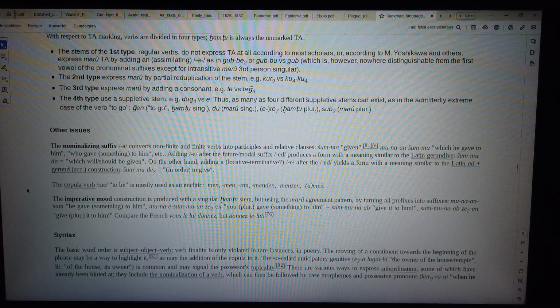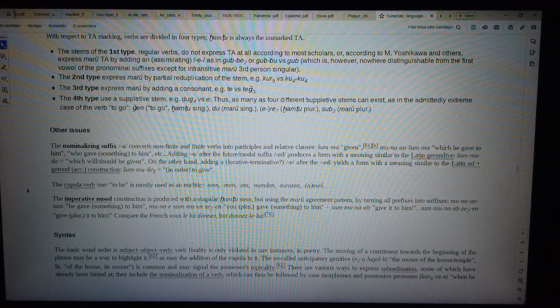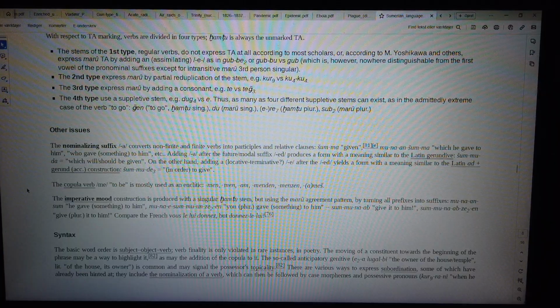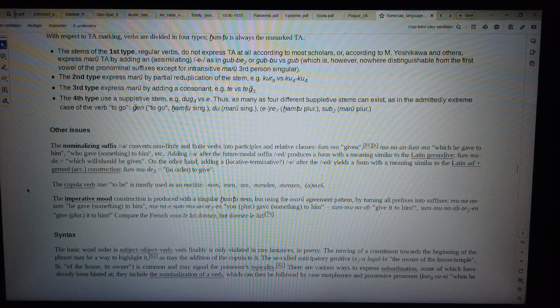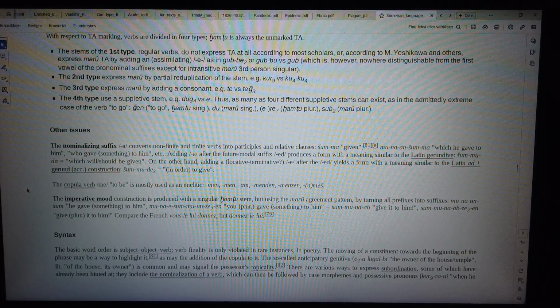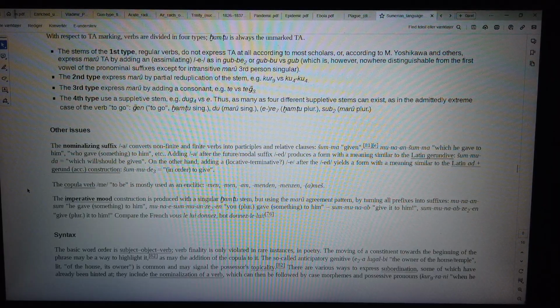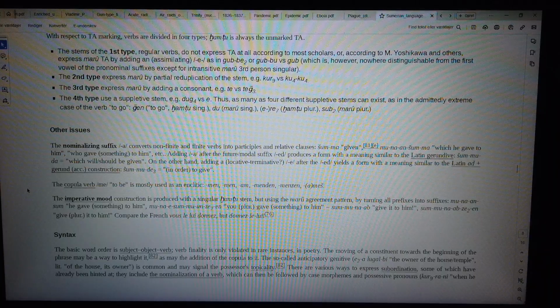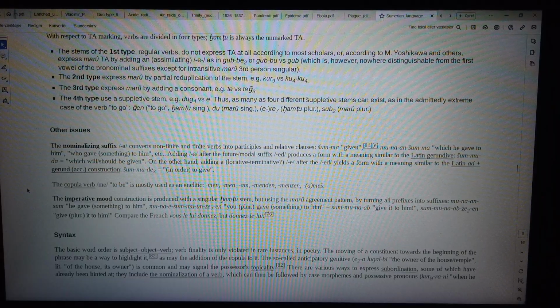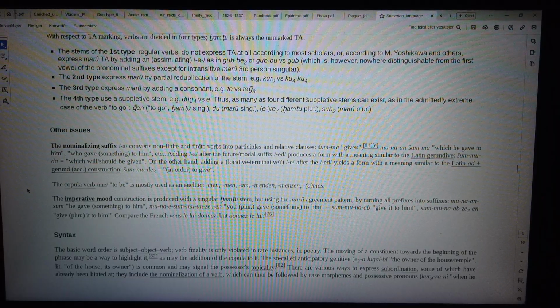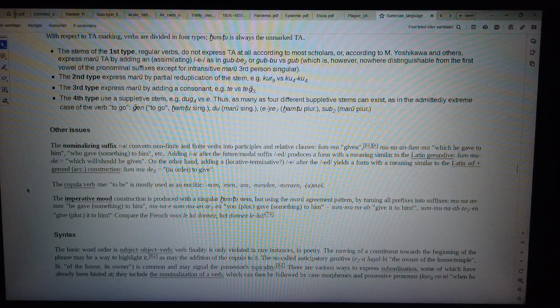The imperative mood construction is produced with a singular mu stem, but using the Maru agreement pattern, by turning all prefixes into suffixes: muna, and some he gave something to him, muna he some mu. Unze2enu, plural. Gave something to him, some muna ab, give it to him, some muna ab's 2en, give it to him, plural. Compare the French vous la lui donnez, but donnez la lui.